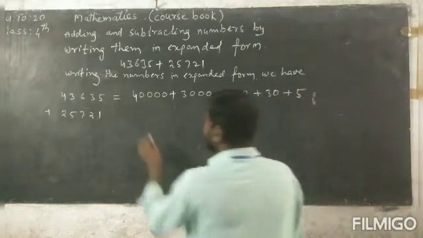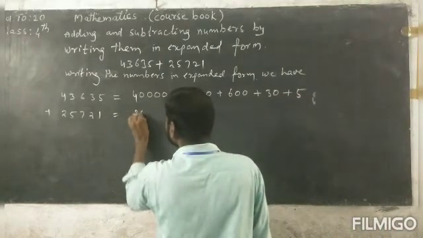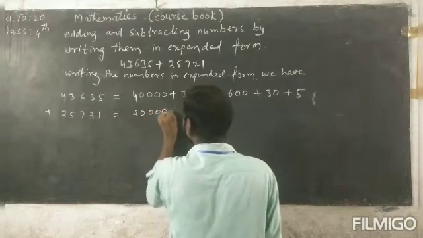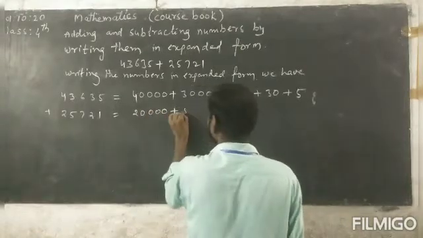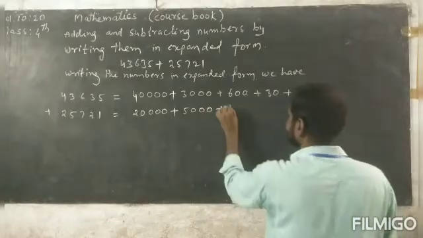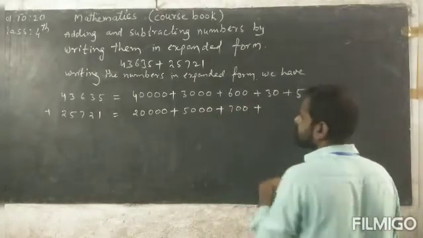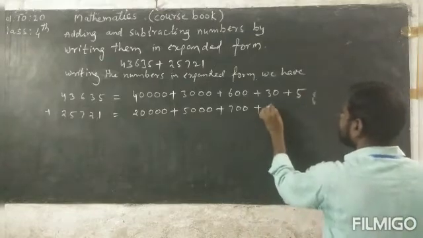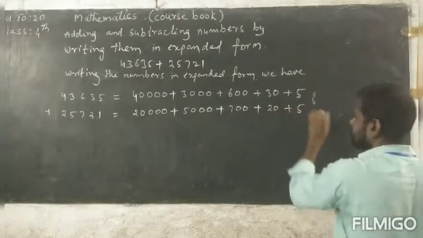Next here, 20,000 plus 5,000 plus 700 plus 20 plus 5.